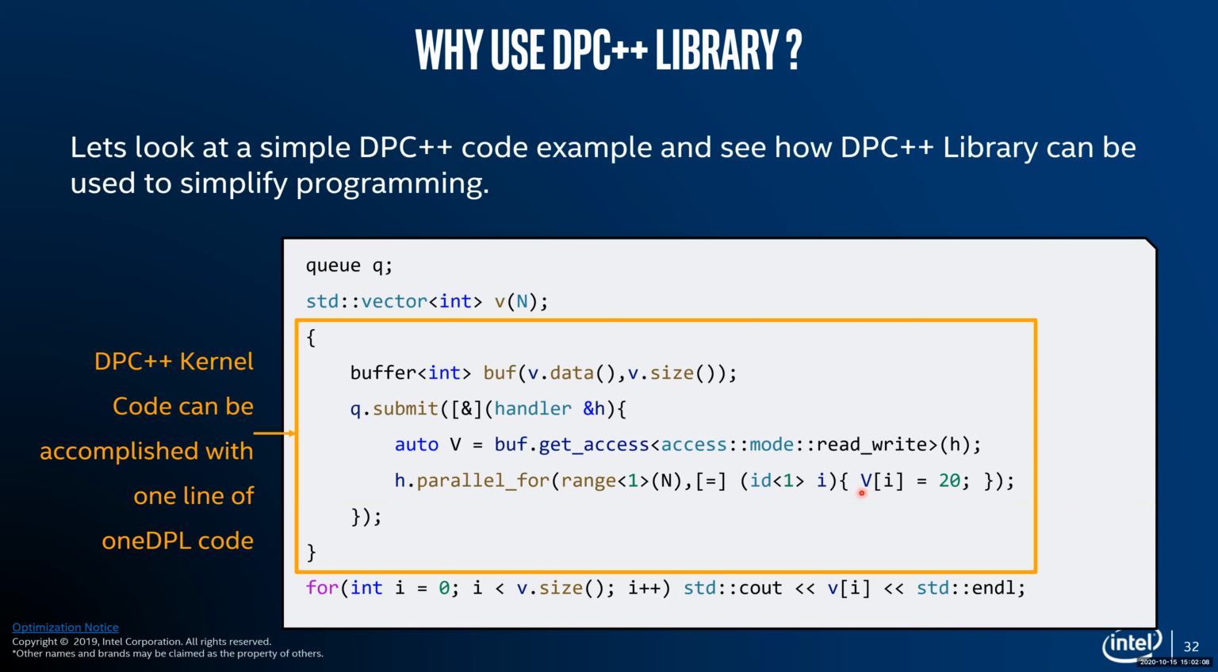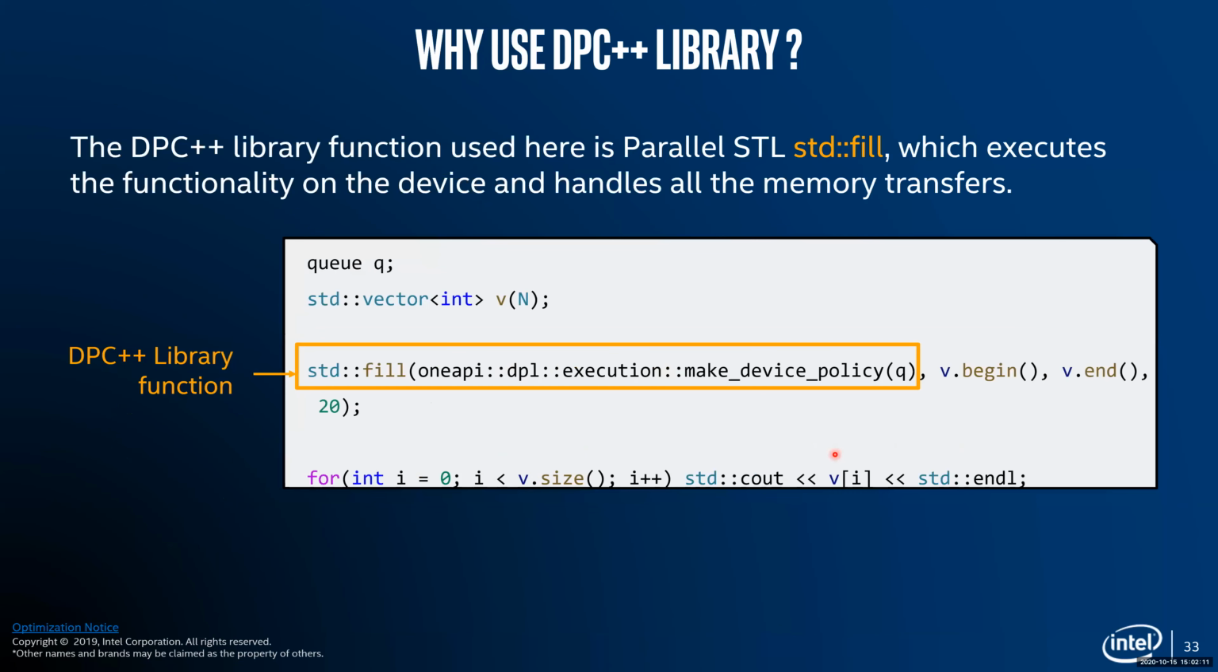We create an accessor and we were filling it with the value of 20. Here, instead of doing that, we just use this fill function. The important thing we are doing here is specifying the execution policy, saying that it should execute on the GPU, and we use the same pass in the vector begin and end, and then the value we want to fill it with, right? So in this way, you can see that using the Data Parallel C++ library will make it very easy to do heterogeneous programs.